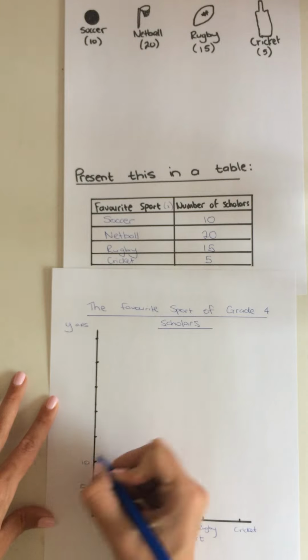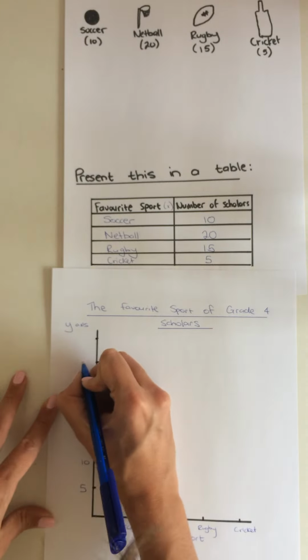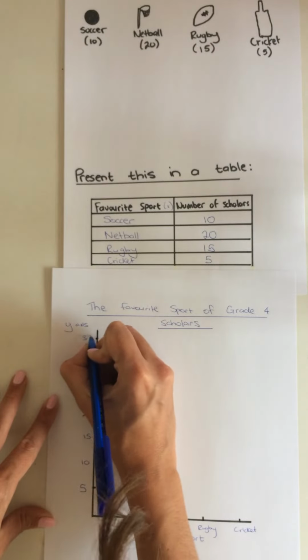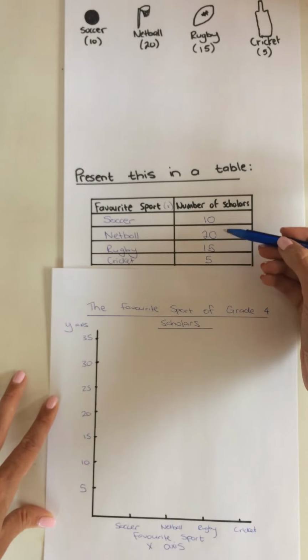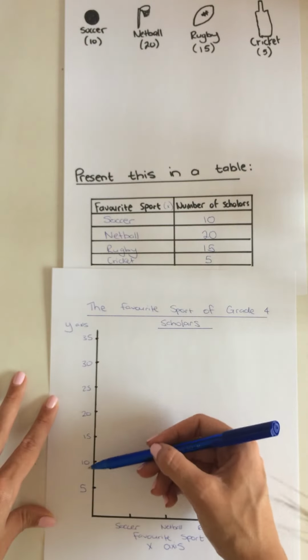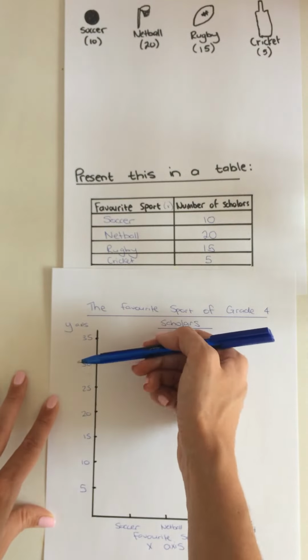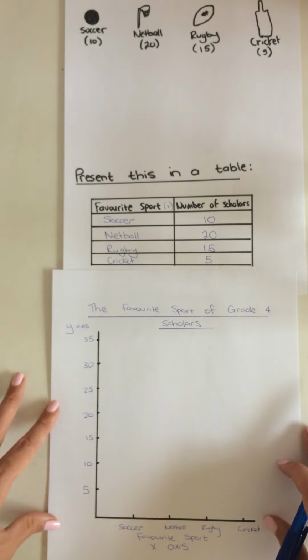5, 10, 15, 20, 25, 30, 35. Even though I don't have a 30 or a 35 over here, I have to count in fives all the way up. I can't count in fives and then tens and then twos. It has to be the same all the way up.